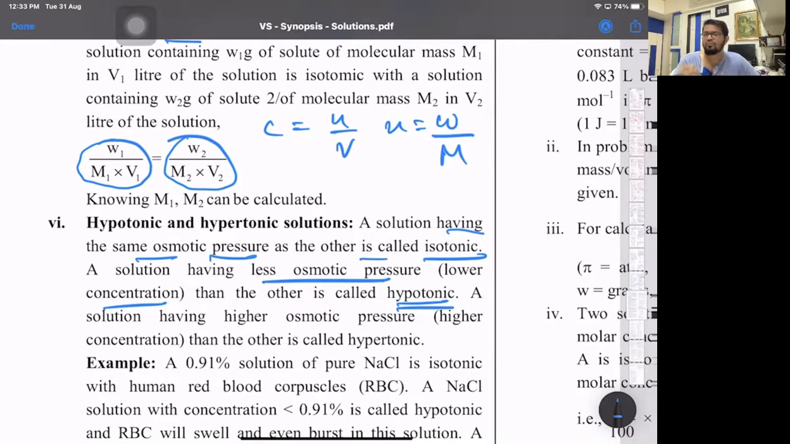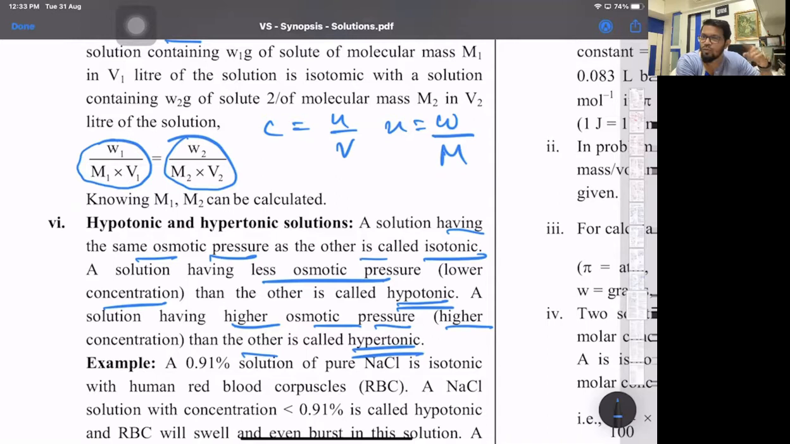All right. Same way, a solution having higher osmotic pressure than the other is called a hypertonic solution. For example, if I take an egg, remove its shell, and keep that egg in a salt solution, what will be observed after some time?